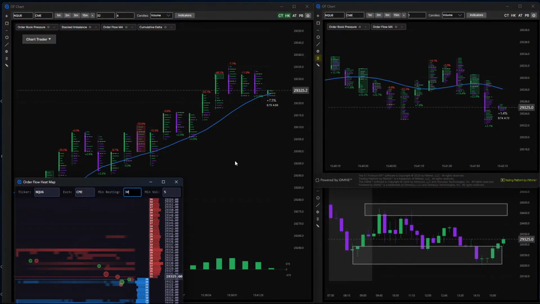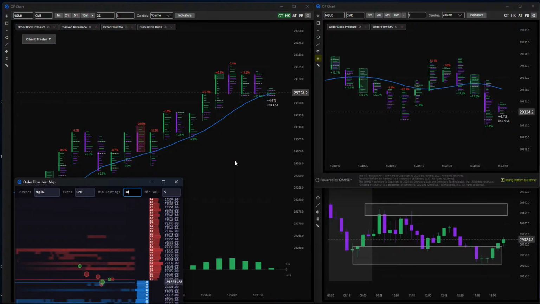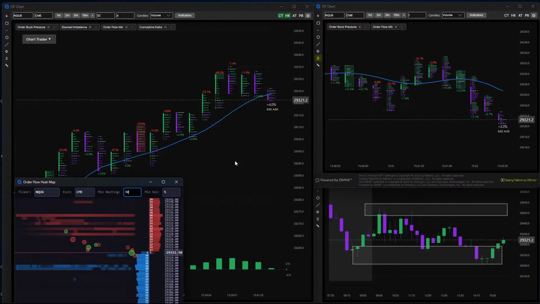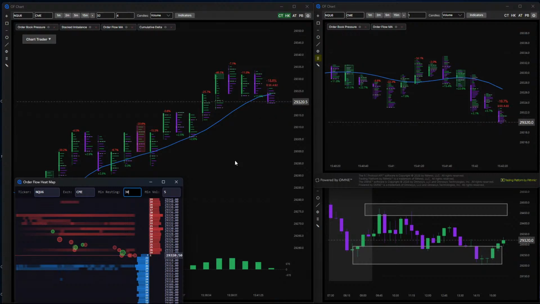I've been working on this for a while. Okay, not just today or last night. I've been working on this indicator for a while. Also, I'm going to be building out strategies, folks. I'm going to be building out strategies.